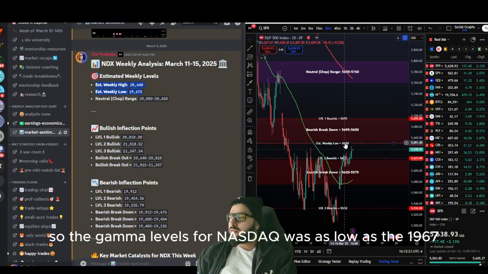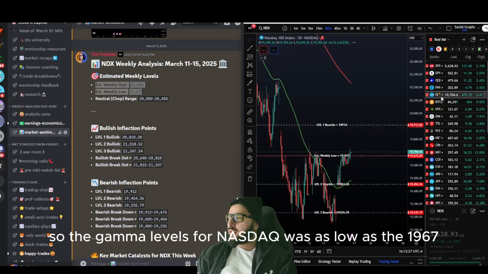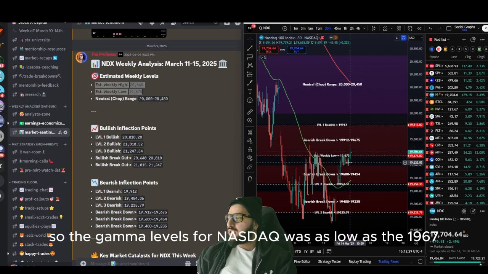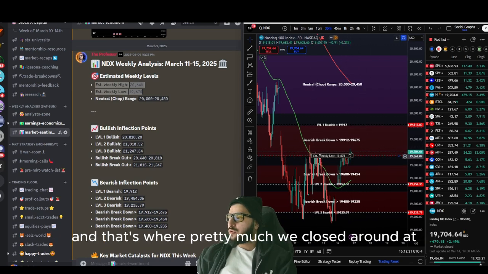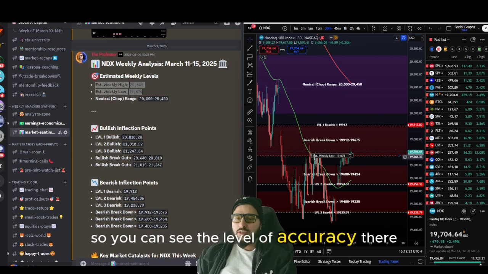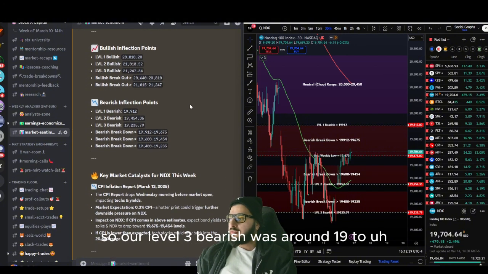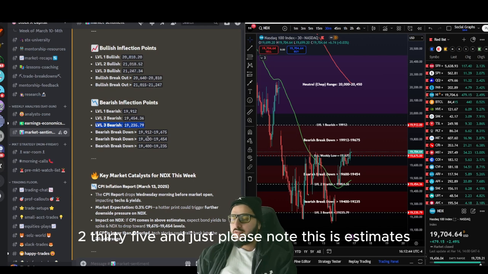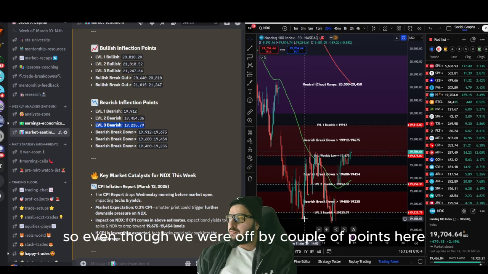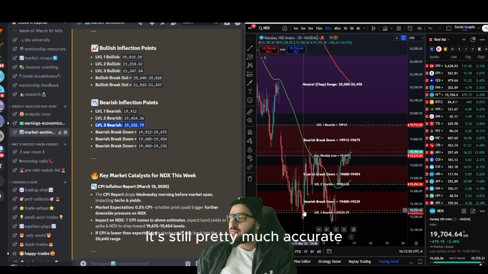So the gamma levels for NASDAQ were as low as 1967, and that's where pretty much we closed around at. So you can see the level of accuracy there, and this of course is all timestamped, no edits done whatsoever. So our level 3 bearish was around 19,235, and just please note this is estimates. So even though we were off by a couple of points here, it's still pretty much accurate.